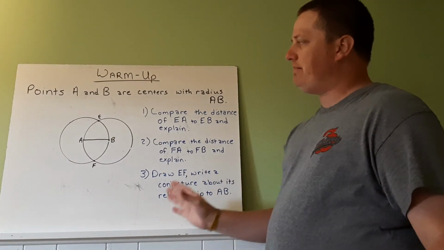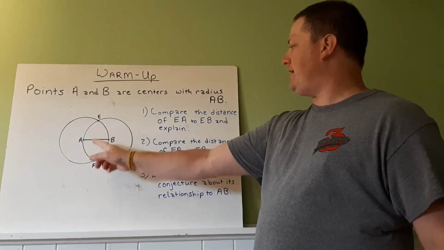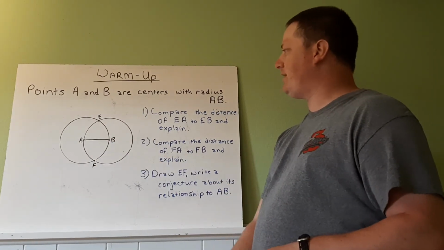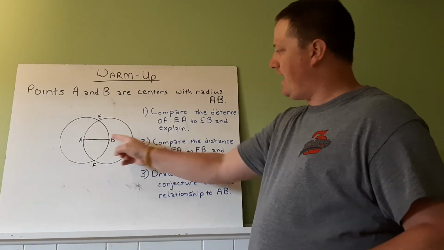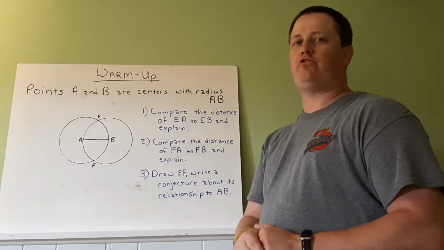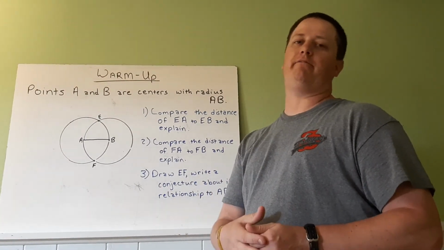And then lastly, I want you to mock this up and draw EF. So draw from E to F and write a conjecture about the relationship between EF and AB. What do you think the connection between those two segments will be? All right, bring your work tomorrow and we'll build off of that. Thanks.